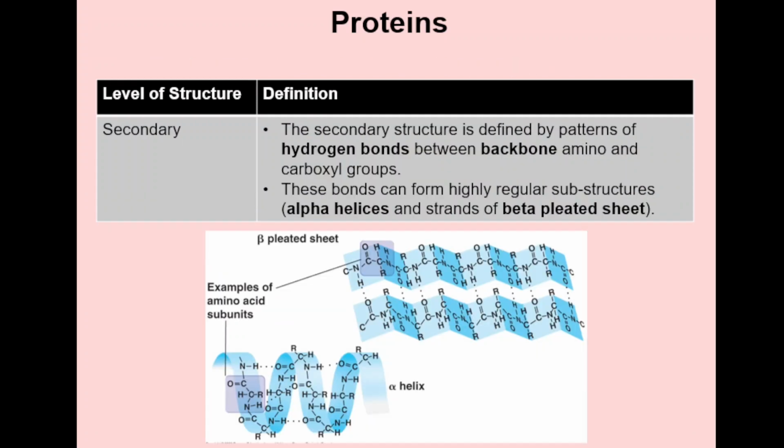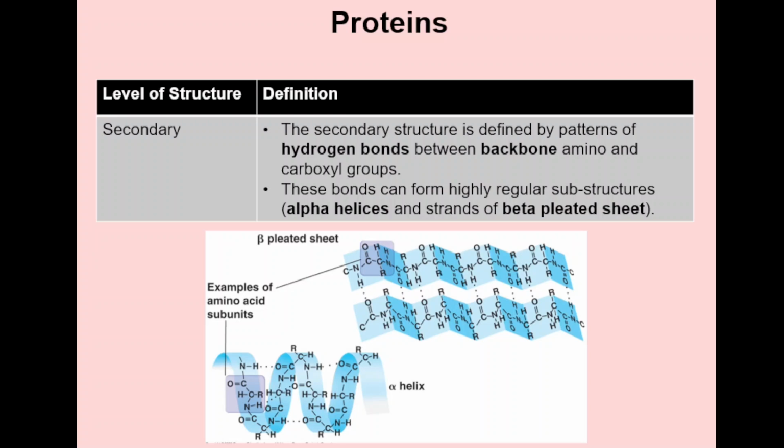Next level of structure is the secondary level, and that is created through hydrogen bonds between the backbone amino and carboxylic acid groups. Okay, so this is referring to the backbone of our amino acids as they join together. So we're not involving the R groups at this stage. When you bend and coil and twist the polypeptide, the backbone parts will come into contact or close proximity to each other, and the positively charged amino groups will be attracted to the negatively charged carboxyl groups.